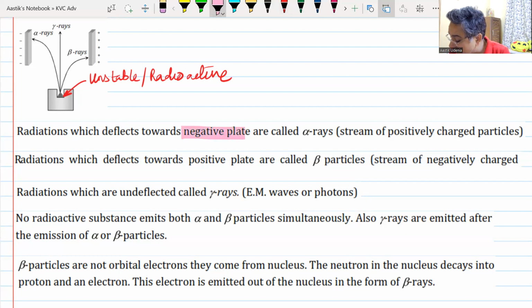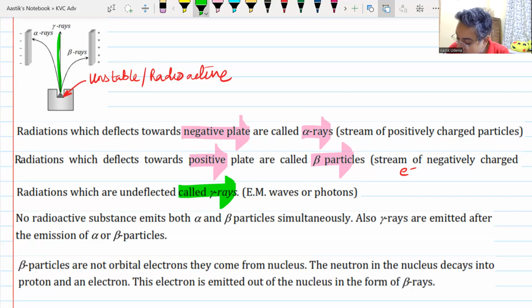The radiations which deflect towards the negative plate are alpha, helium nuclei. Those which deflect towards the positive plate are beta particles, and these are basically electrons. We are not talking about beta positive; I'll tell you when beta positive happens. These are a stream of electrons, therefore they are attracted towards the positive plate. They are known as beta rays. Radiations which go undeflected are gamma. These are EM waves of photons.